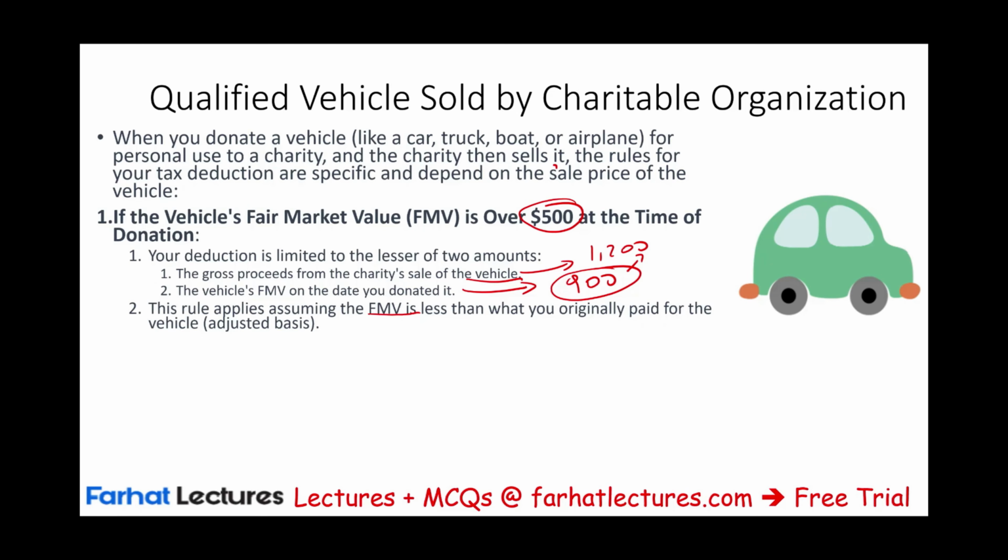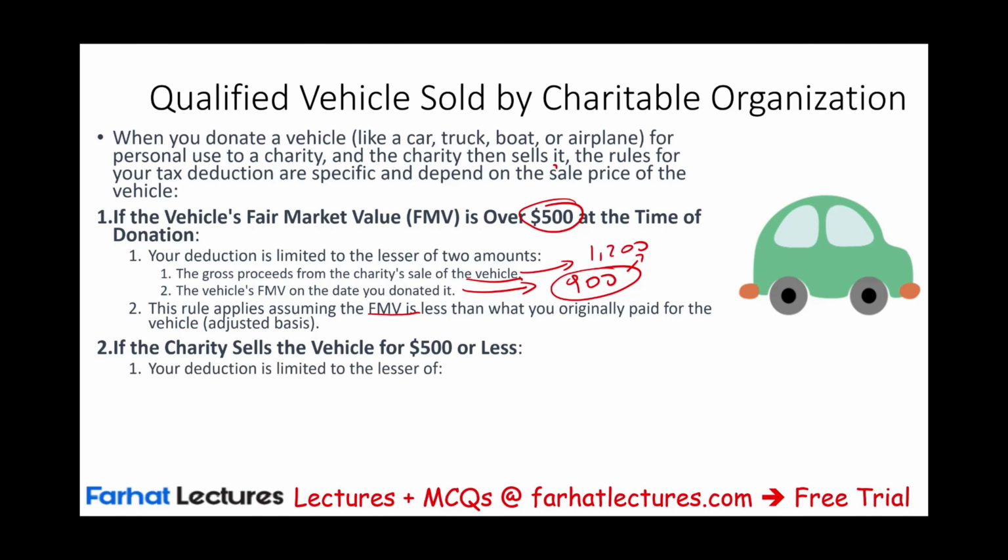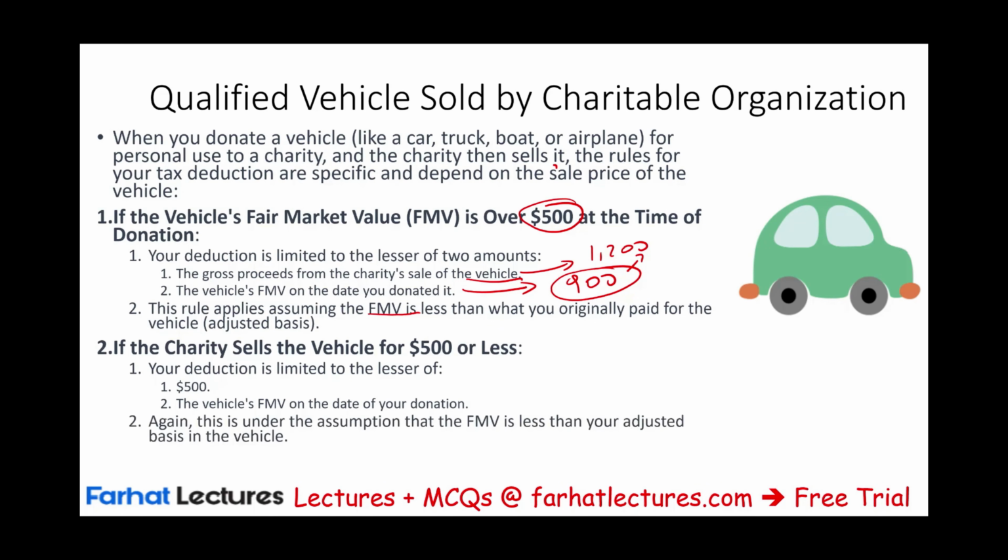So we're assuming this is a loss. So this car, this truck, you're donating it at a loss. That's what we're assuming here. Let's assume the charity sells the vehicle for $500 or less. Your deduction is limited to the lesser of $500, you cannot take more than $500, or the vehicle's fair market value at the date of the donation. Again, under this assumption, the fair market value is less than the adjusted basis of the vehicle in those scenarios.